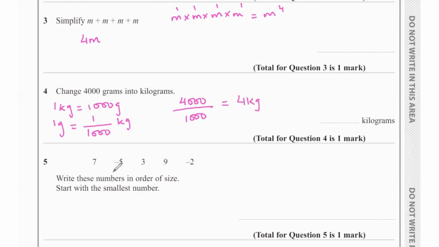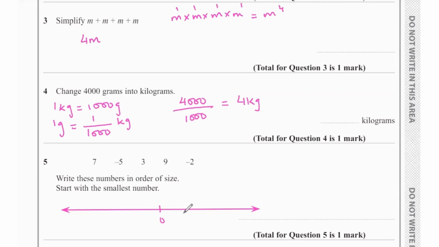Question 5 says 7, -5, 3, 9, and -2 are a set of numbers, and we have to write these numbers in order of size, starting with the smallest number. So smallest over here is not going to be -2, but -5. Why? Because if we make a number line, we have positive numbers on the right-hand side and negative numbers on the left-hand side.